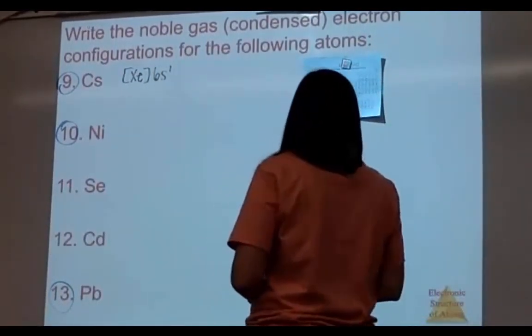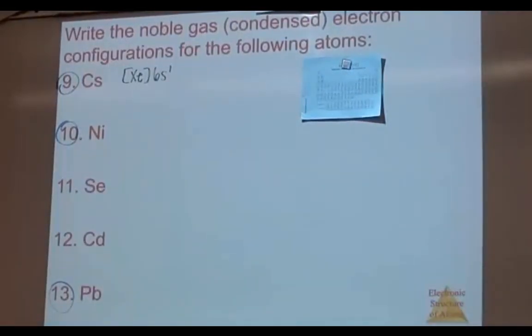And remember, we're not doing any irregularities. You're going to write the configuration just as it would be on the periodic table.